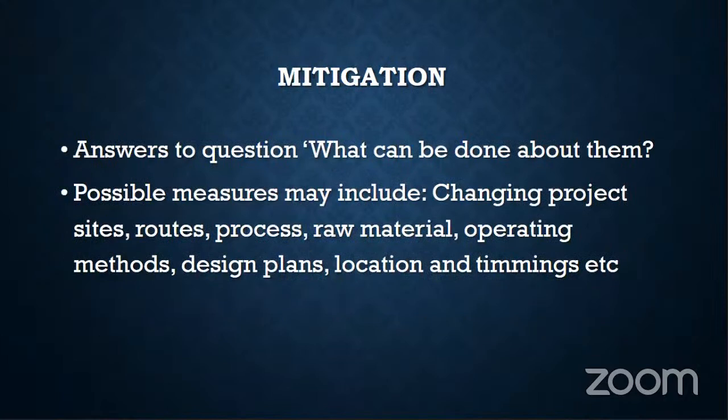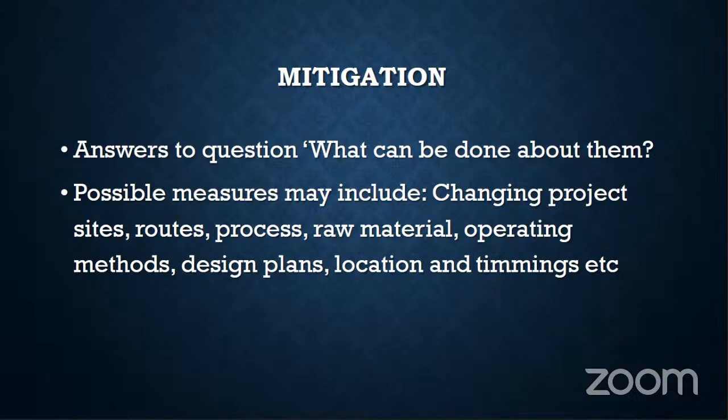So next is the mitigation. In the mitigation step, it answers the question: what can be done about them? What can be done if there is a larger effect, and what can be done to avoid that? It will tell possible measures, which may include changing the project sites, route of that project, process, raw material, operating methods, design plans, location, and timings. So this is the mitigation step, and it answers what the alternative is.